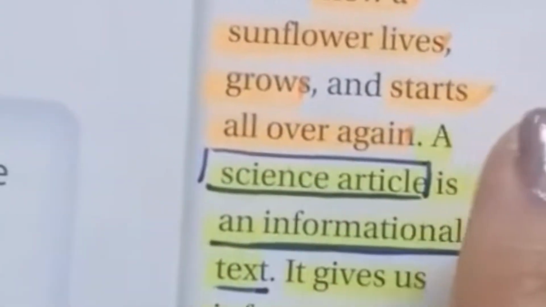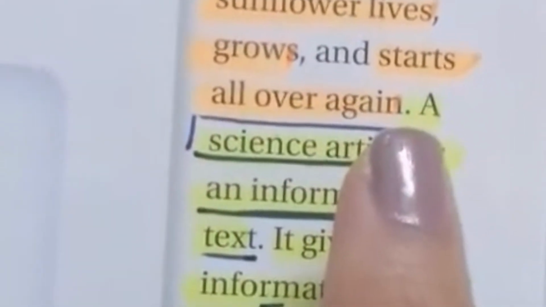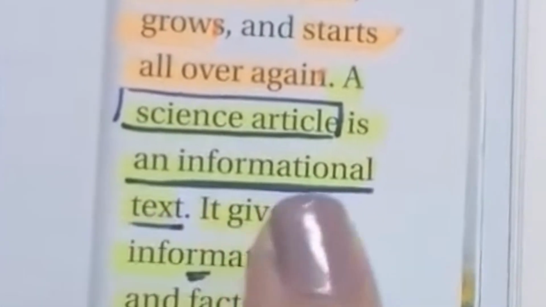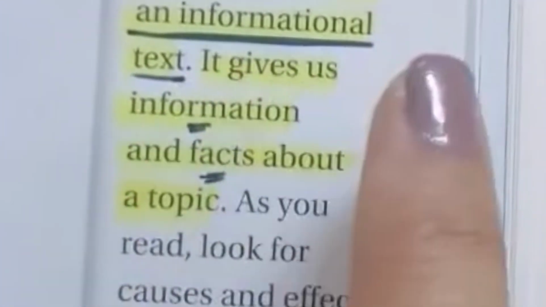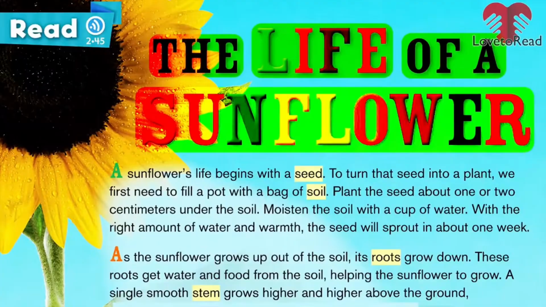Page 149. The Life of a Sunflower. In this science article, we read about how a sunflower lives, grows, and starts all over again. A science article is an informational text. It gives us information and facts about the topic. As you read, look for causes and effects.